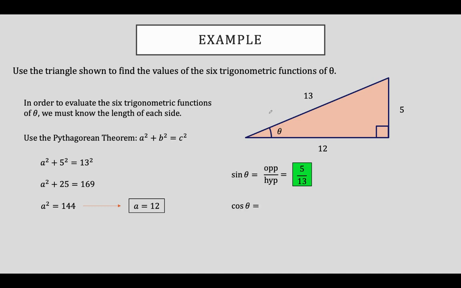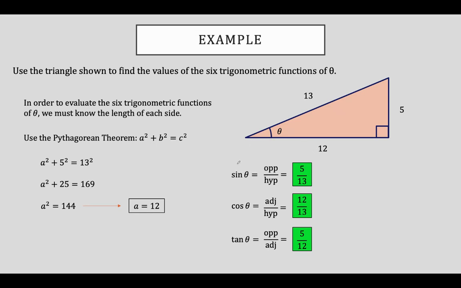To evaluate the cosine of our angle theta, we take the ratio of our adjacent side divided by our hypotenuse. That gives us 12 divided by 13. To evaluate the tangent of theta, we are going to take the ratio of the opposite divided by the adjacent side. My opposite side is 5. My adjacent side is 12, giving me 5 over 12 for my final answer. All right, we're halfway there.